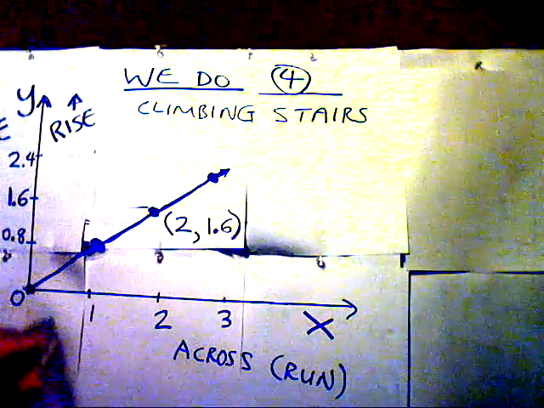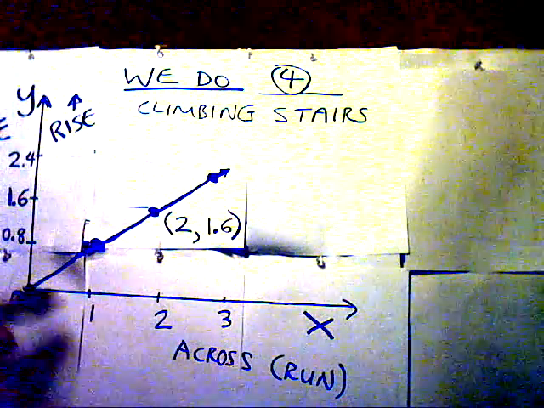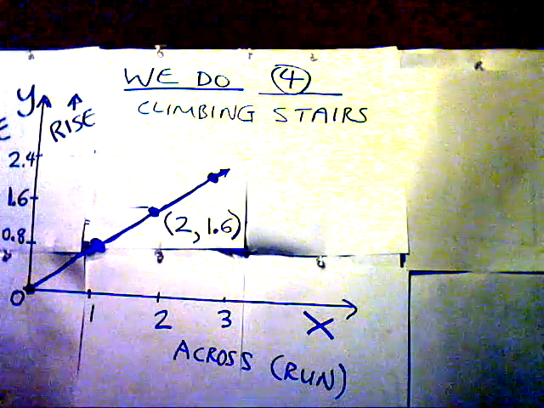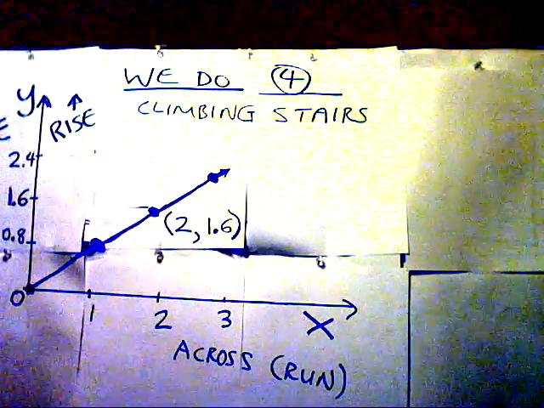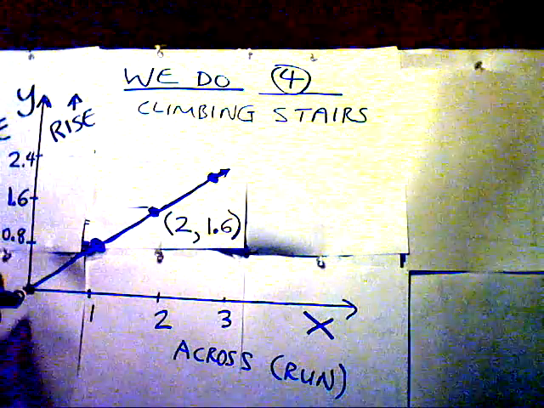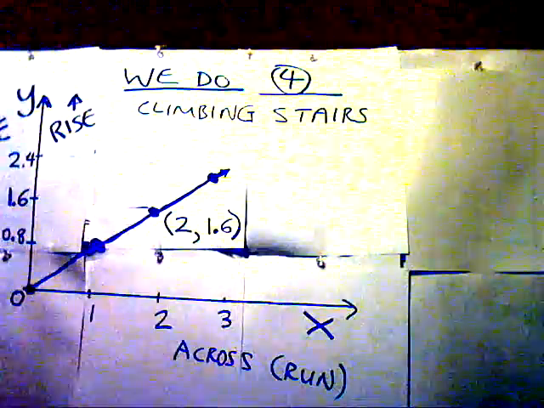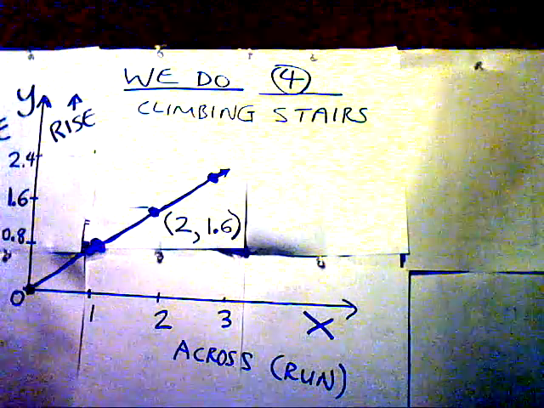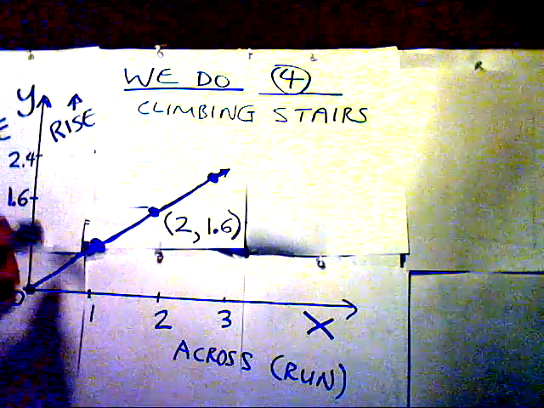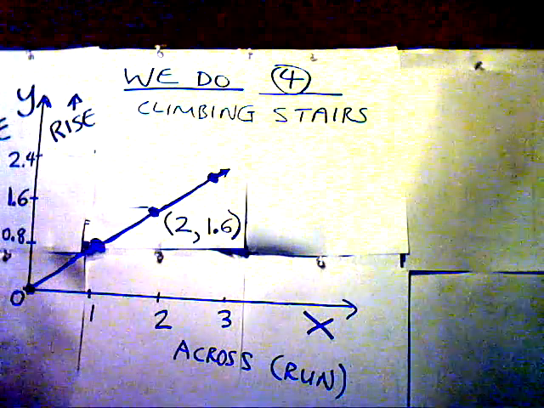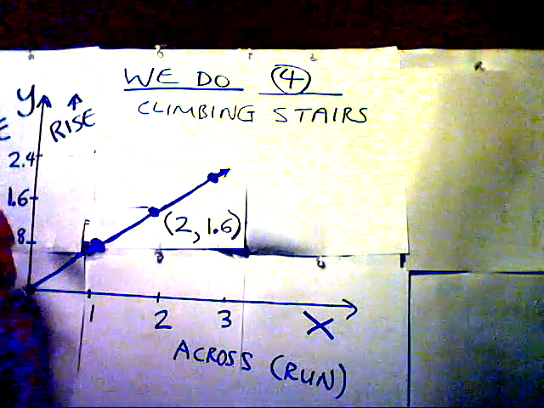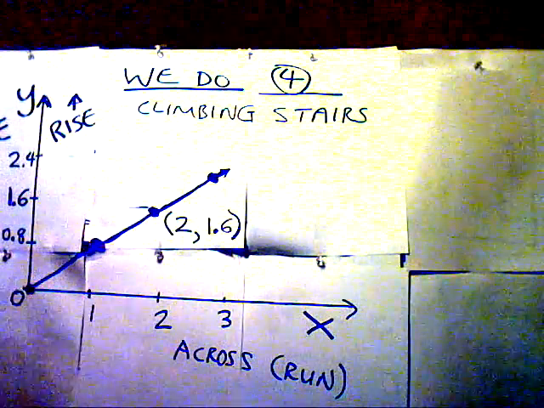Let's suppose I'm told, obviously, that this relationship is proportional. The relationship between the rising on the stairs and the going across is a proportional relationship. The number of stairs that I go up compared to the number of stairs that I go across is a proportional relationship. So I go up 0.8 of a unit for every unit that I go across.